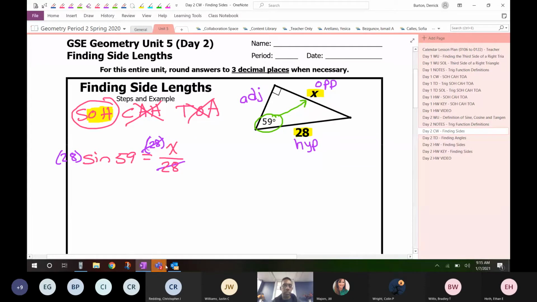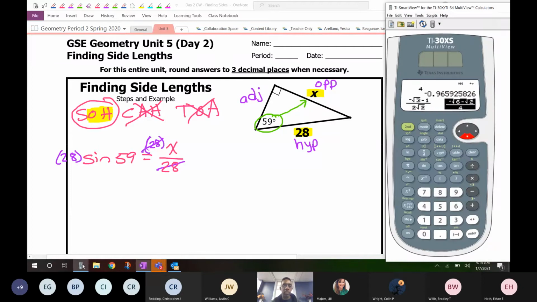Okay, so let's put this in the calculator. So we're going to have 28. Hold on, is it glitching? Hold on one second. Let me just reset this thing.